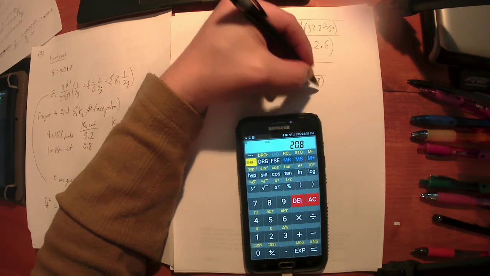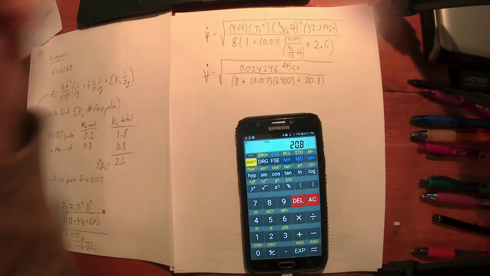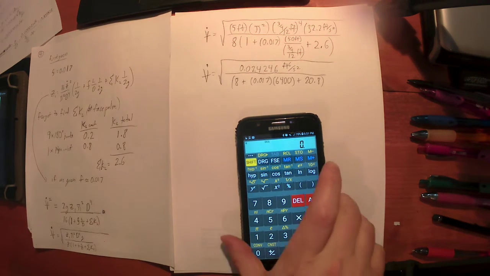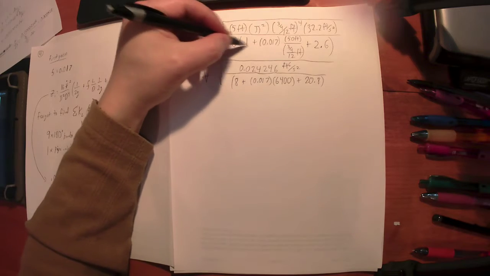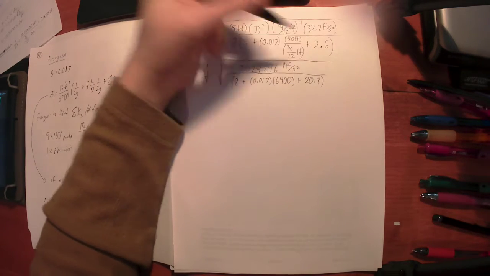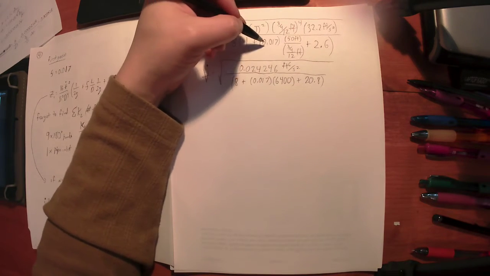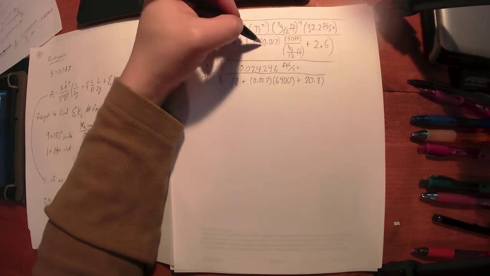20.8. Now why in the world would I do all that? Well, because this doesn't change. This doesn't change. These won't change. The only thing that changes here is this guy. This is my f value.